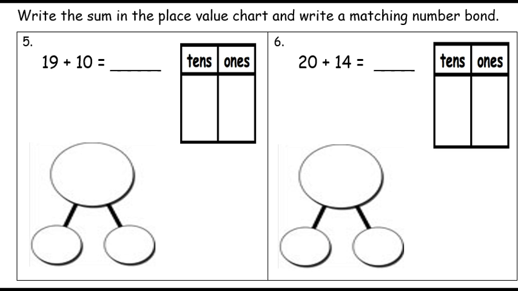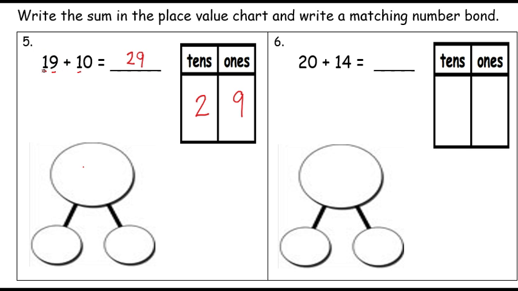In the next section, we're going to use the place value chart to help us add groups of 10. My first problem is 19 plus 10. Well, I started off with one group of 10, and I'm adding another group of 10. That would give me two groups of 10. And I have 9 ones, so I'll put that on the chart as well. That shows me that 19 plus 10 equals 29.